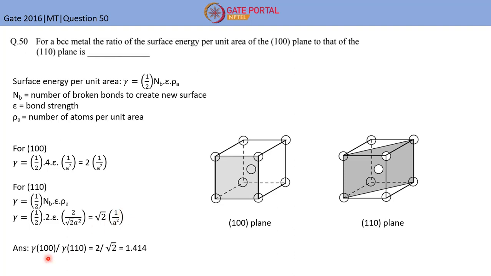So if you take the energy ratio, here you can see this is 2 divided by root 2, which is 1.414. This is the answer.